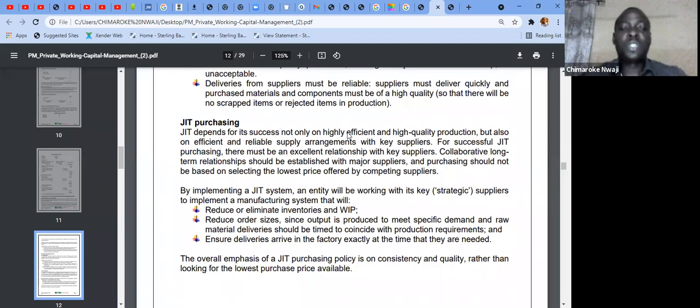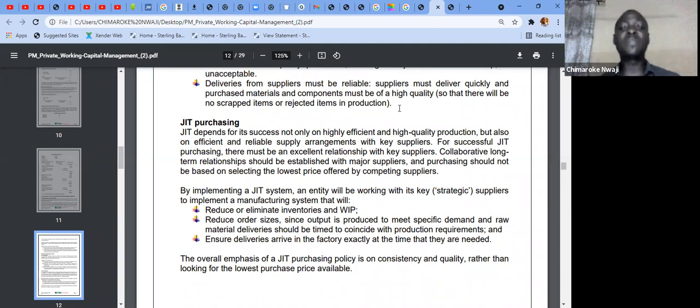Just in time purchasing. Just in time depends for its success not only on high efficiency and high quality production, but also on efficient and reliable supply arrangements with key producers. So you see, your suppliers are key. You must have concrete, reliable arrangements, just as you also have highly efficient production for your customers. So for successful JIT purchasing, there must be an excellent relationship with your key suppliers.